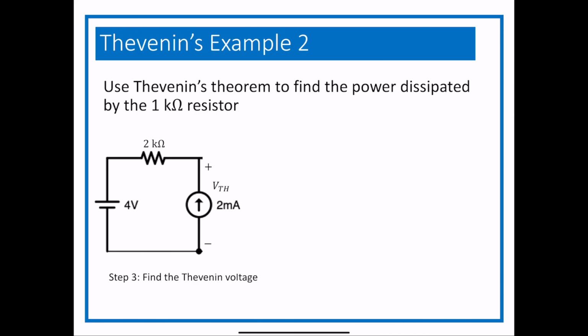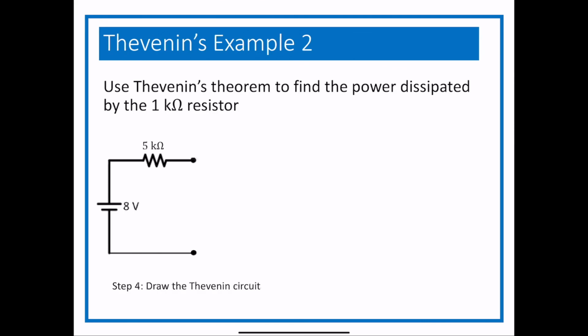And we can solve this using Kirchhoff's voltage law relatively easily. We're just going to have minus 4 plus 2K times minus 2 milliamps, because the current's going the opposite way of the polarity marks that are on the 2 kilo ohm resistor. And then we add V Thevenin, and that equals 0. So V Thevenin is going to be 8 volts. We go back, we draw the original Thevenin circuit, and then we're going to add the 1 kilo ohm resistor back. And when we do that, we can now figure out what the power dissipated is.